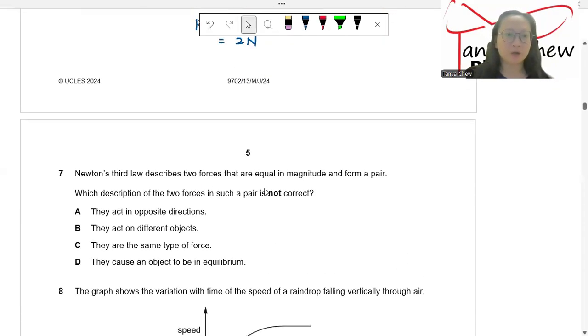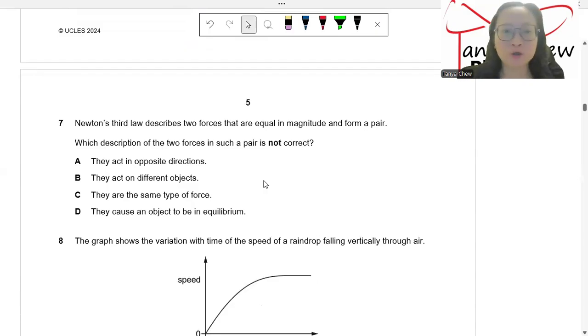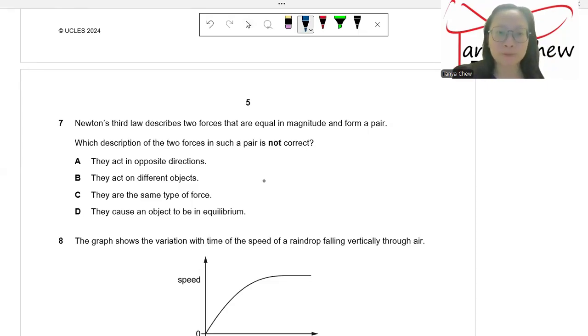Number 7, Newton's third law describes two forces that are equal in magnitude and form a pair. Which description of the two forces in such a pair is not correct? Right, let us look at the first one. They act in the opposite directions. This is true. B, they act on different objects.